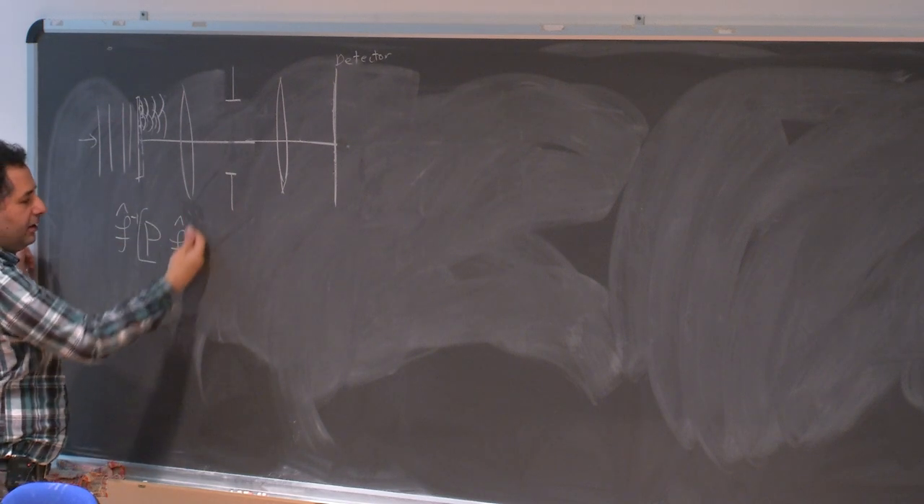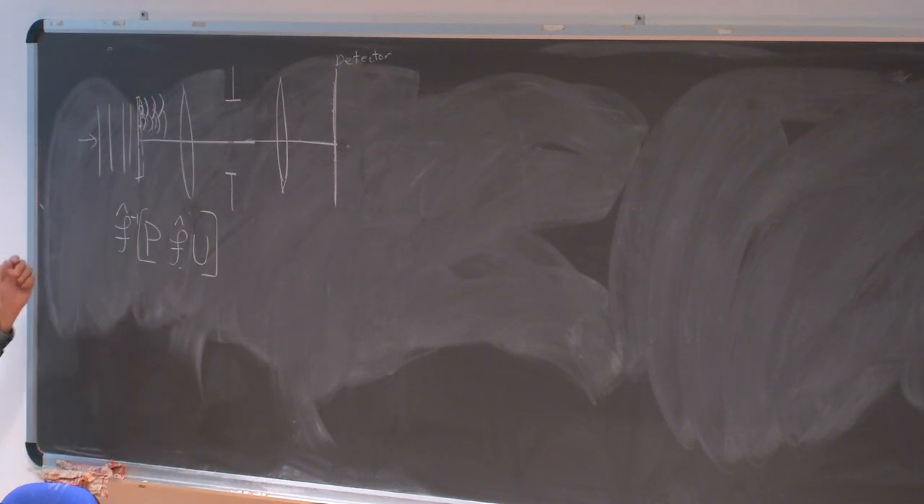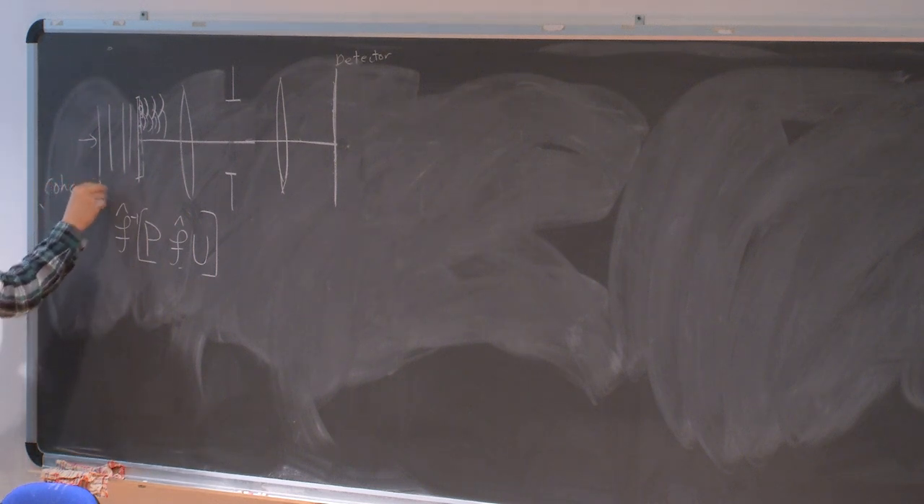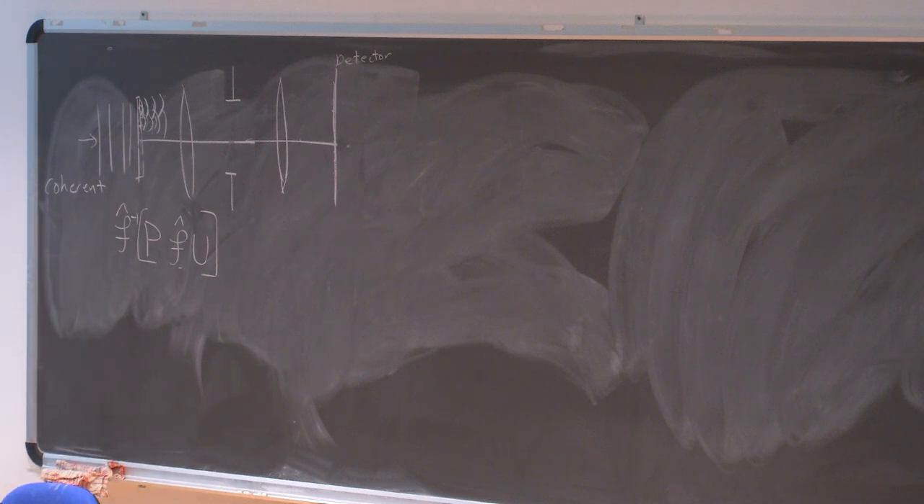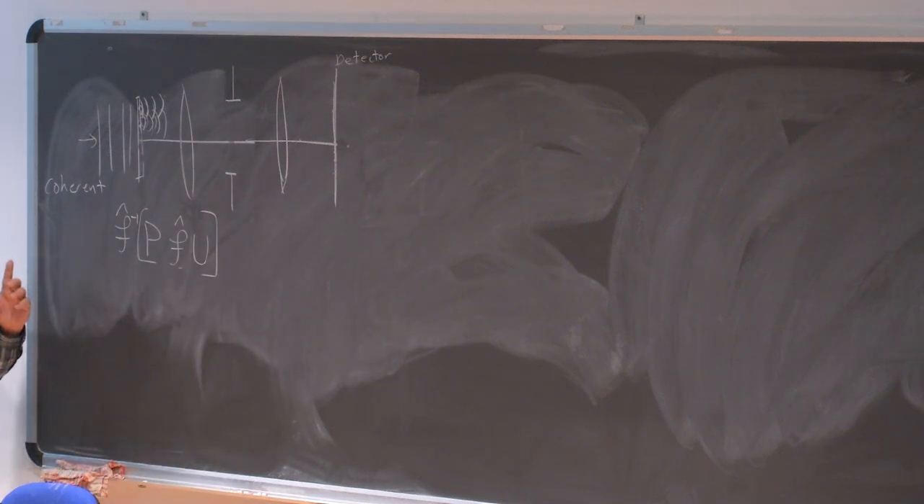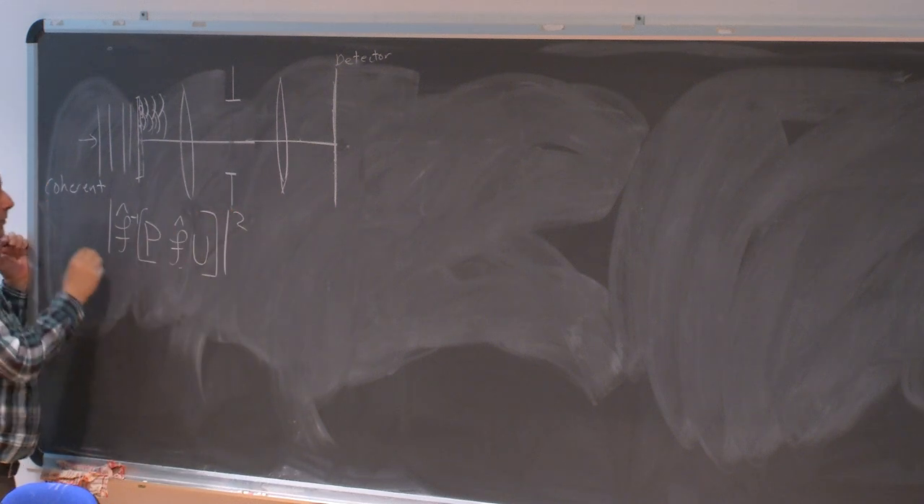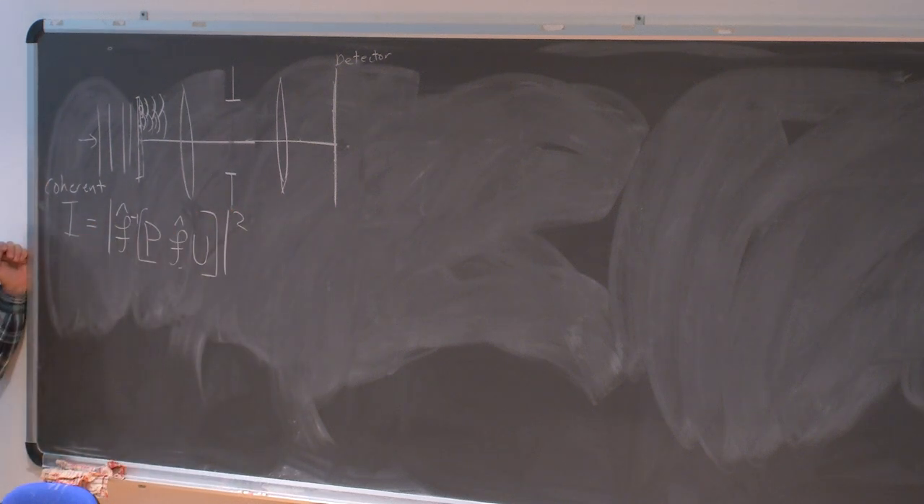And this is applied to the initial distribution. And what I measure, so this is coherent. And what I measure is what? The intensity, which is equal to mod square of this. So intensity would be this. So this is a coherent source.